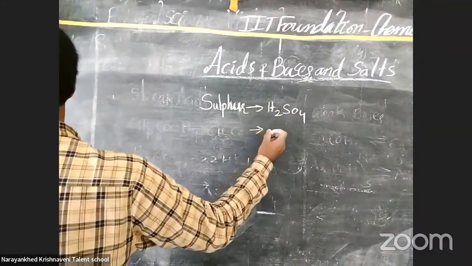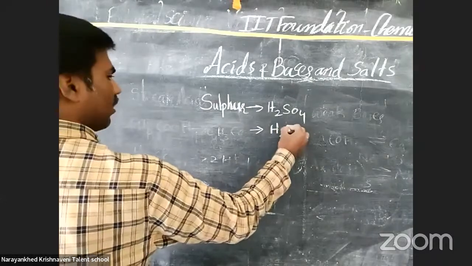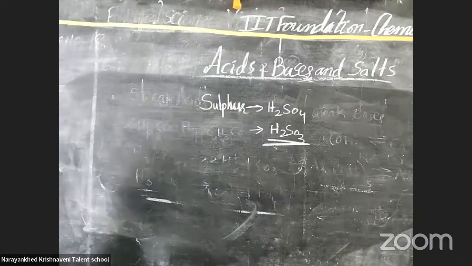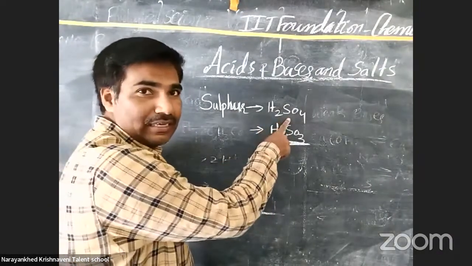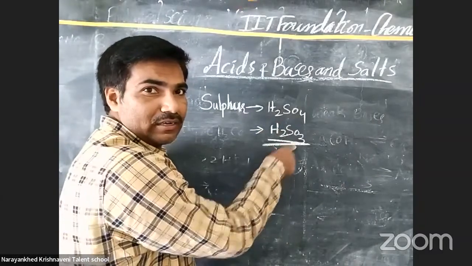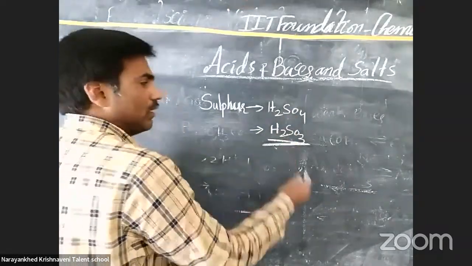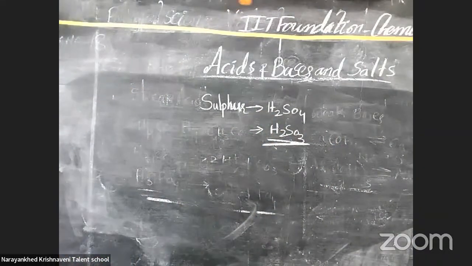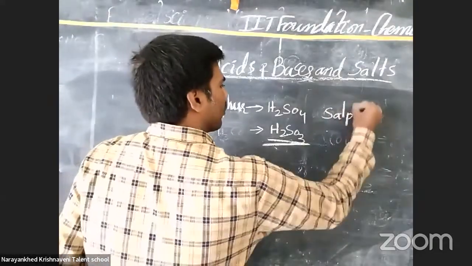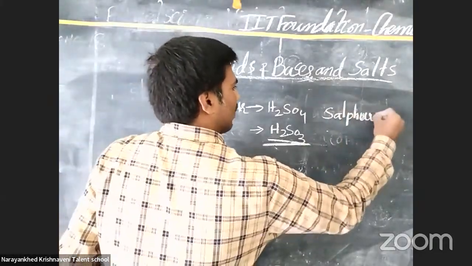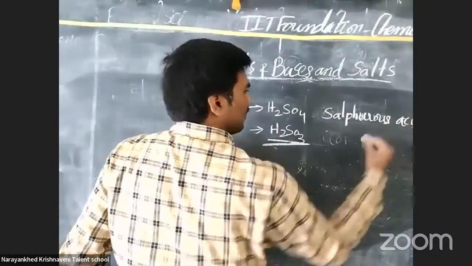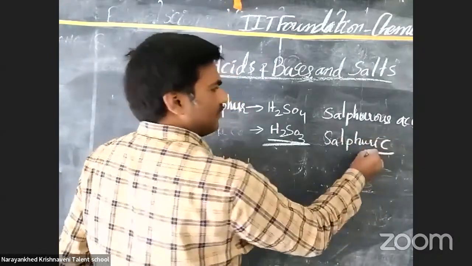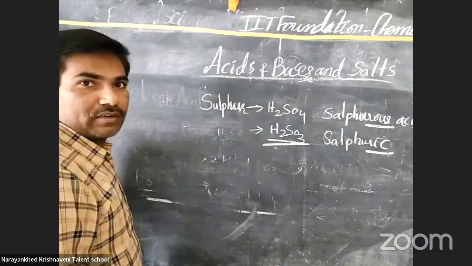And afterwards, there is one more, H2SO3. The name of this acid is sulfurous acid. It is sulfuric versus sulfurous. Got it? The difference is there between these two things. What is the name? Here we take it as sulfurous acid. Clear or not? In the same way, the other is called sulfuric. That is the difference.